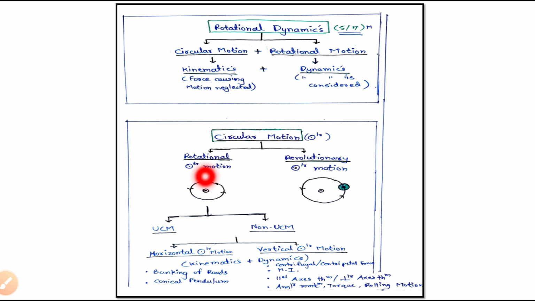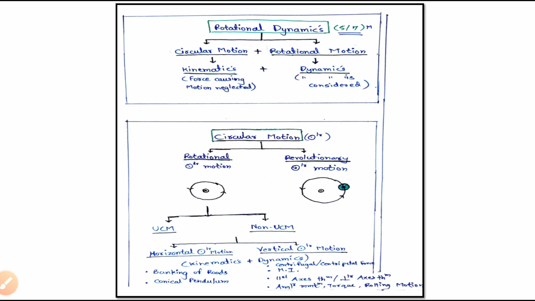Suppose this is our earth, the circular path we are showing. This is the complete earth, and the dot in the center is the axis of rotation passing through it. As you know, the earth performs both motions, rotational as well as revolutionary motion. Rotational motion means all the particles over the circumference of the earth are performing rotational motion, and the axis of rotation is lying within that body.